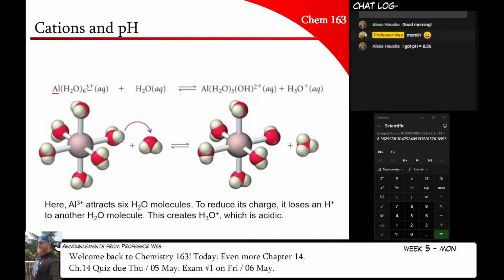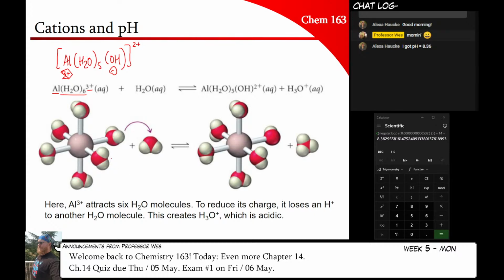Anything that has a +3 charge or more will attract water to it. Here's all my waters that are attracted to this ion. Now, in order to reduce the charge on here, if I put, say, 5 waters and a hydroxide, hydroxides are overall negative. This guy is overall 3+. So the total on this complex would then be 2+, right? So if I can turn waters into hydroxides somehow, I can reduce the charge of the ion.